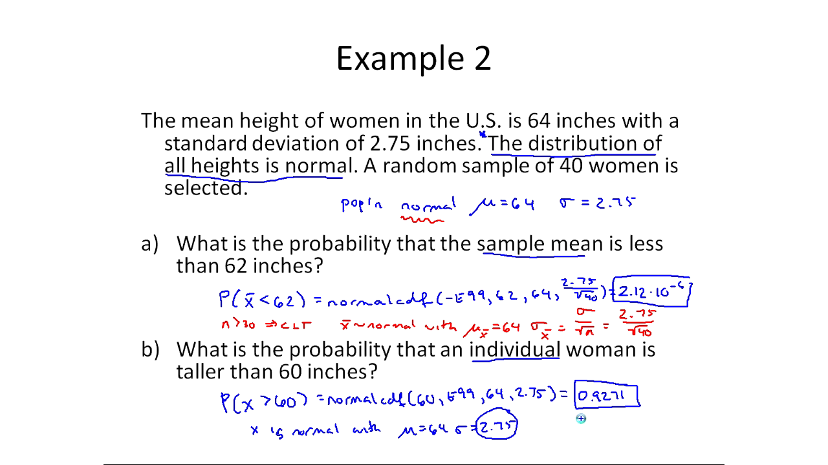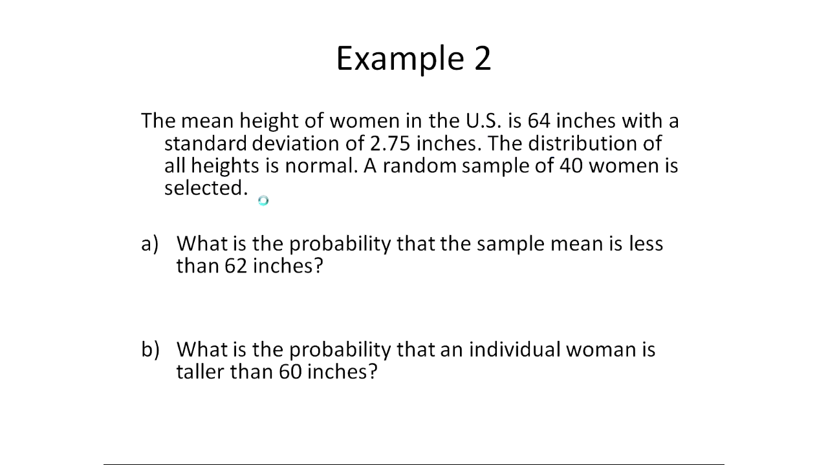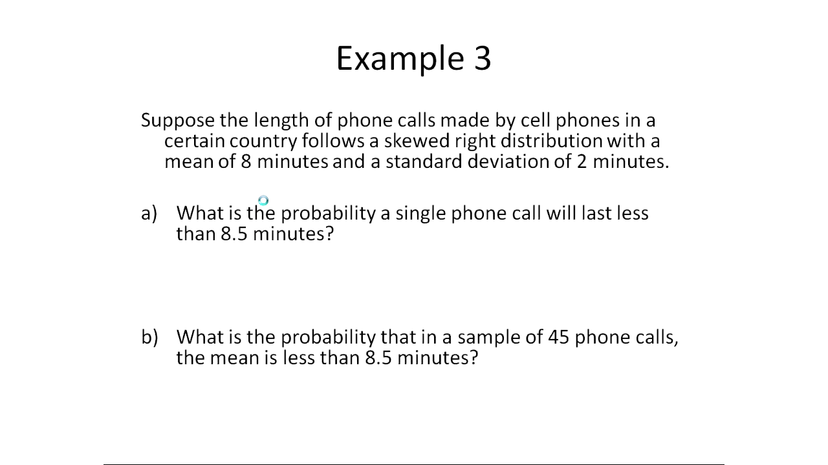So in the previous part, I couldn't answer a question like this because we didn't have information about the original population. But this time I could. So again, the central limit theorem helps us with questions about X bar, but we have to pay careful attention to, are we asking questions about X bar or not? So I think it's worth going through one more example, and I think you'll really see the key here. So this time we're told the length of phone calls made by cell phones in a certain country follows a skewed right distribution with a mean of 8 minutes, standard deviation of 2 minutes.